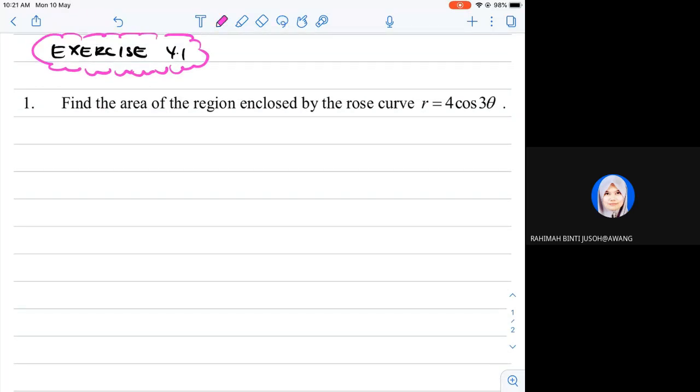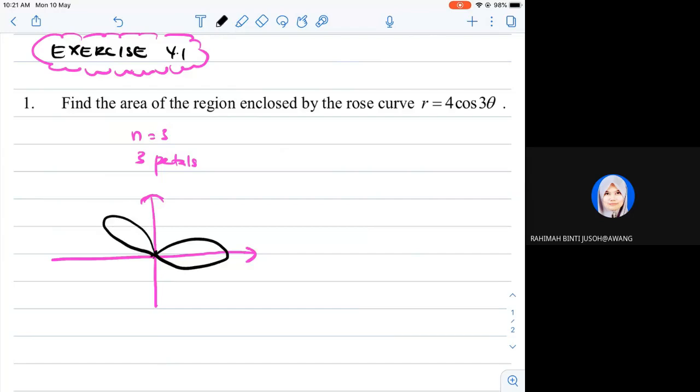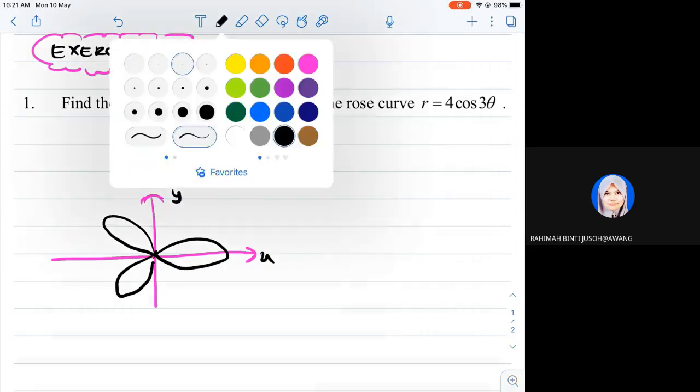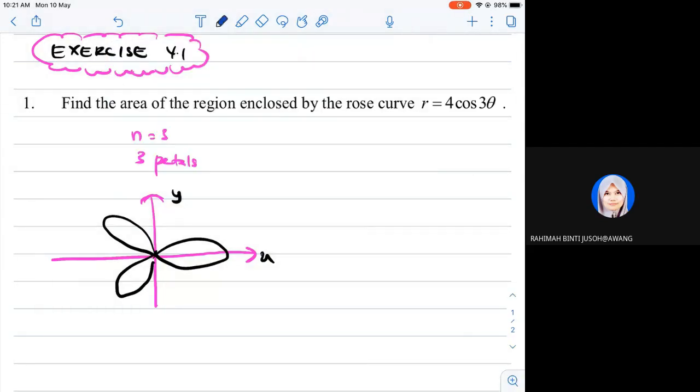So we know that n equals 3, so we will have 3 petals. Let us sketch the graph of this rose curve, 4 cos 3 theta. 4 is just the length of the petal. So we have 3 petals like this, 1, 2, 3. We have the x and y axes. Now let us calculate the region for one petal only. Let's say I consider this petal.